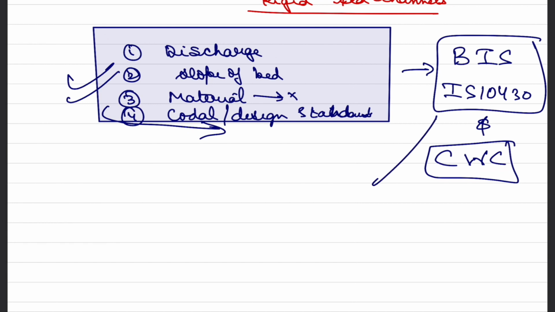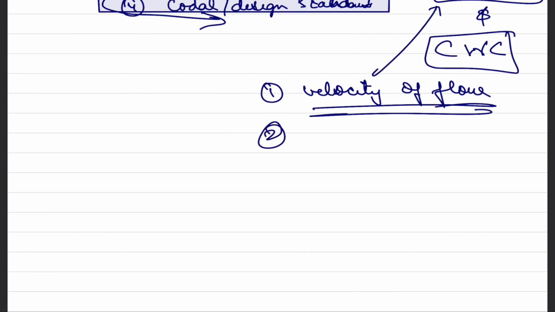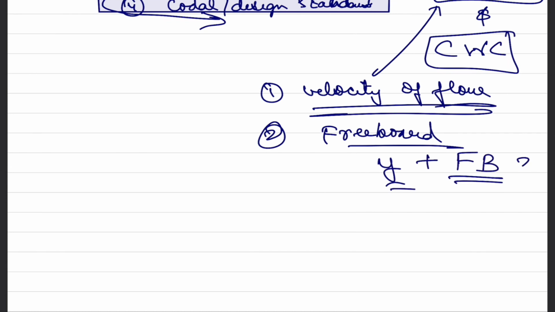Now, what are these guidelines? These guidelines basically tell us the maximum permissible velocity of flow, keeping in mind scouring or erosion. What is the minimum freeboard? That is, you will design a channel for some depth y, and then we have to give some freeboard. How much that freeboard should be for different kinds of channel, that is what we have to look into. For different values of discharge, that is for different values of Q, what kind of shape we should have.